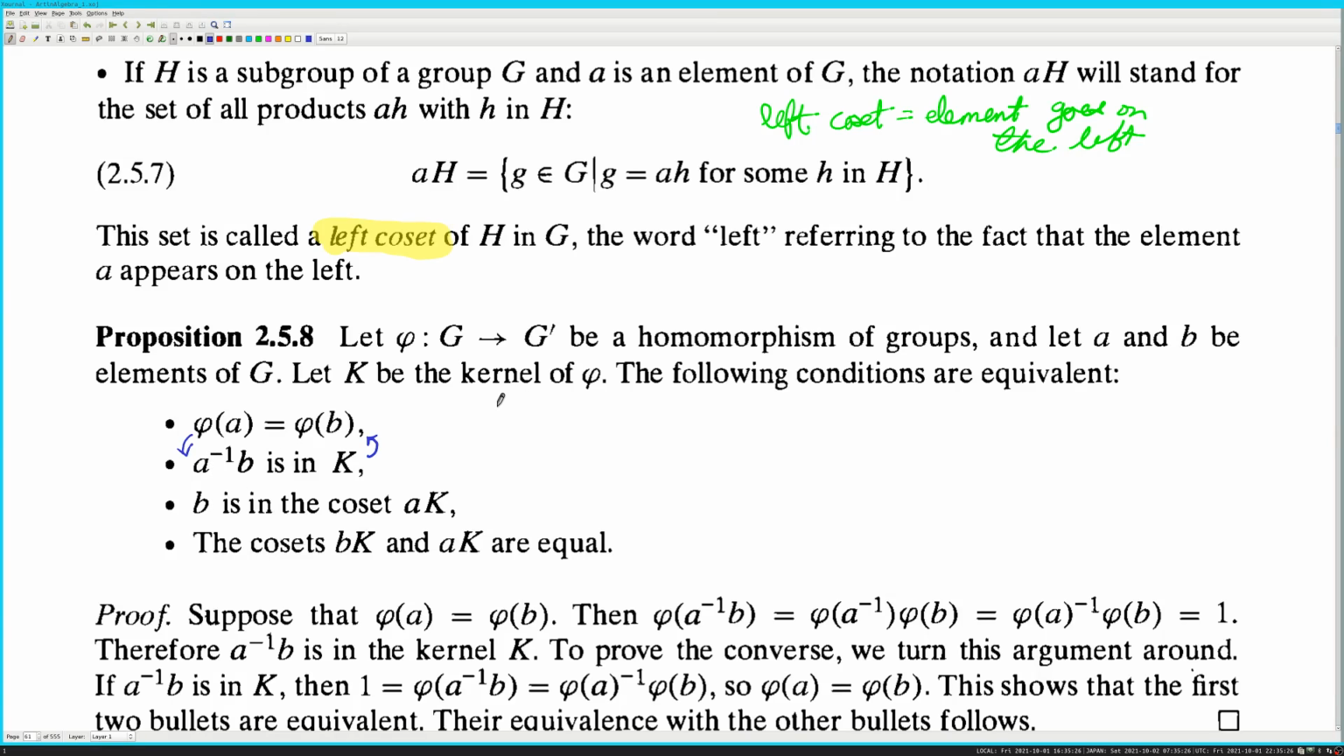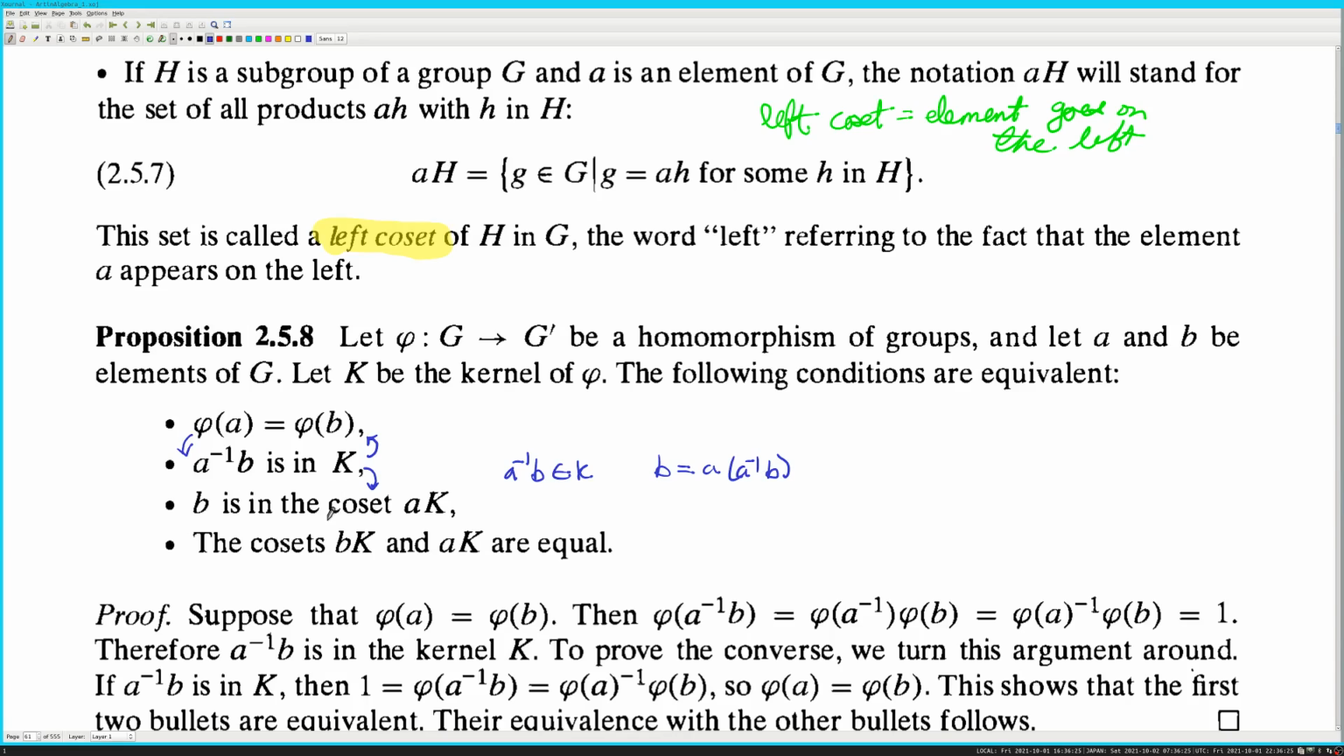b is in the coset aK. How do you figure this? So I can see how a inverse b is in K. Right, so if a inverse b is in K, then b is equal to a times a inverse b. Okay, so I understand how this implies this.